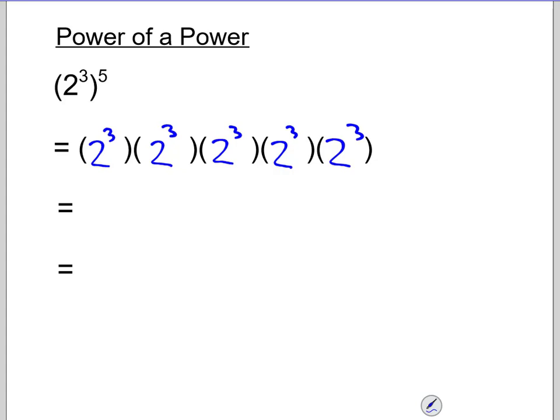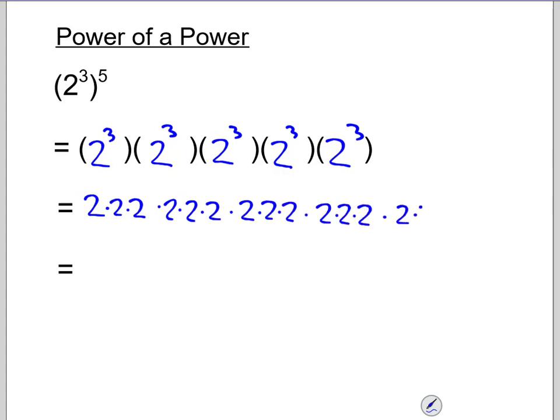Okay, so that's the first line. There are 5 groups of 2 cubes, and each one of those groups has 3 2's in them. If you were to write this out in expanded form, you can see why the shortcuts start to be very important. So there's 1, 2, 3, 4, 5 groups of 3 2's, all multiplied together.